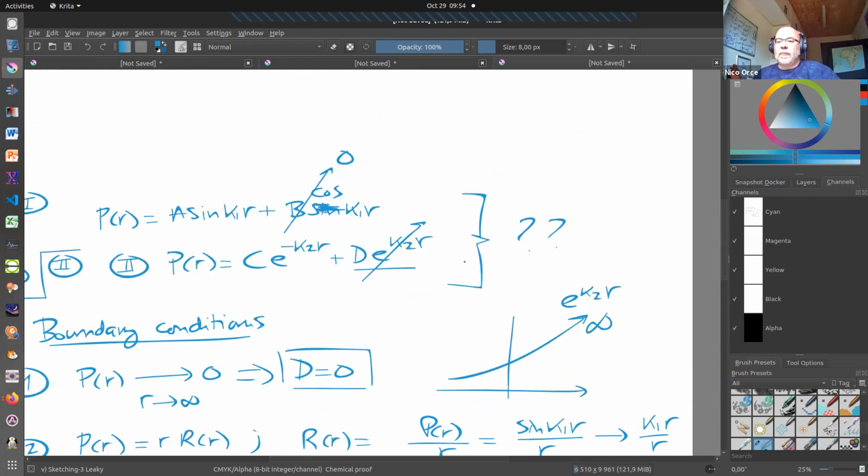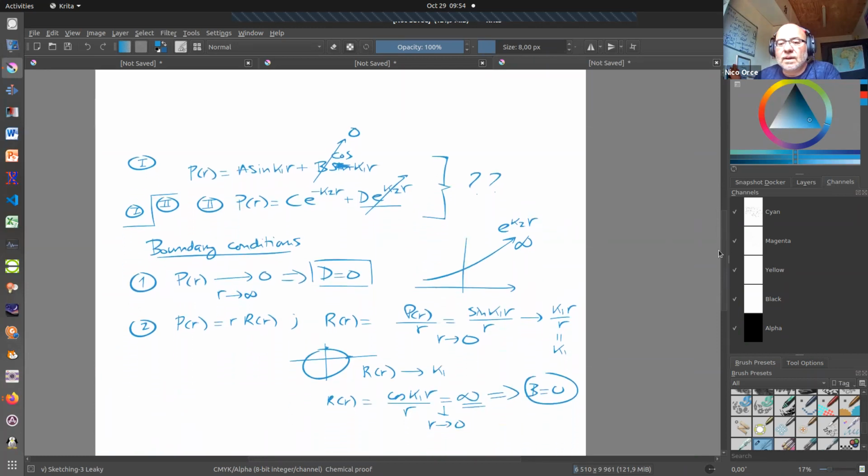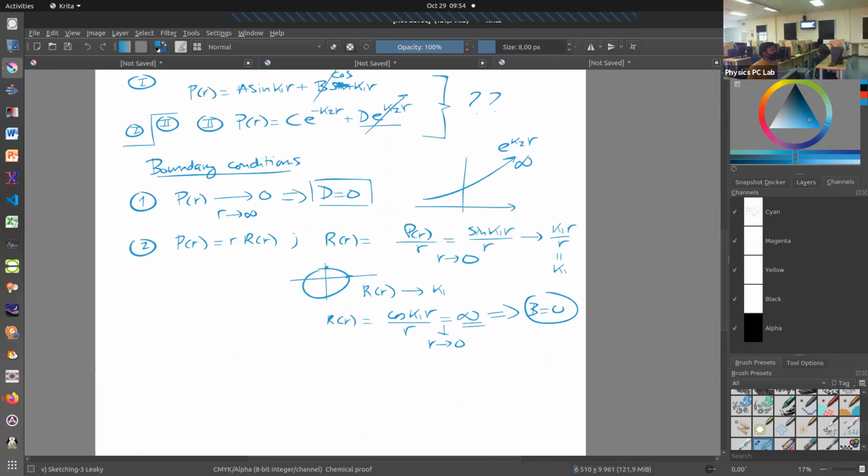Is that clear? Let me bring this. And it should be. Yes, is this clear, sir? So D is equal to 0 and B must be equal to 0, right?